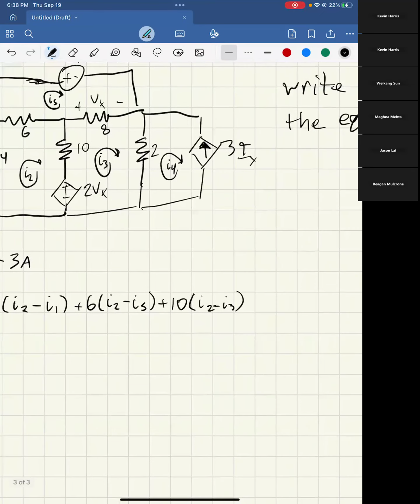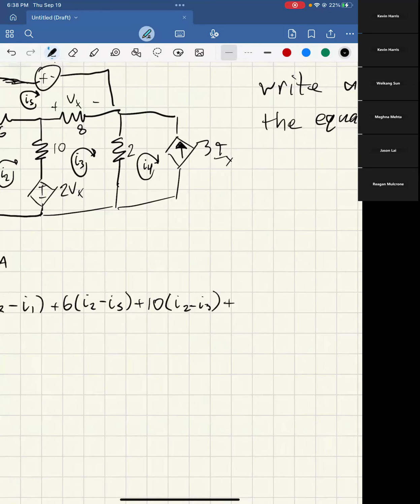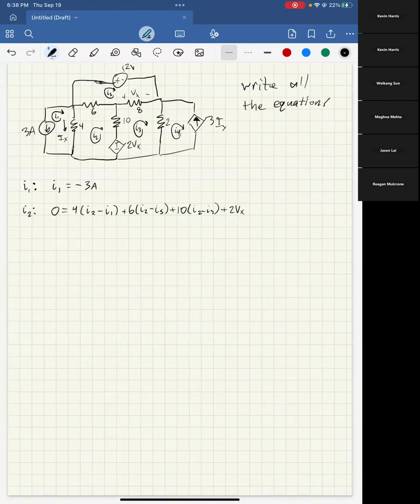And then that 2Vx, it's a voltage drop. We don't care about what that 2Vx is right now. We are just going to call it 2Vx. And so that's your second equation. Remember, always make sure to include that equals 0. Yeah. And then I'll do I3.